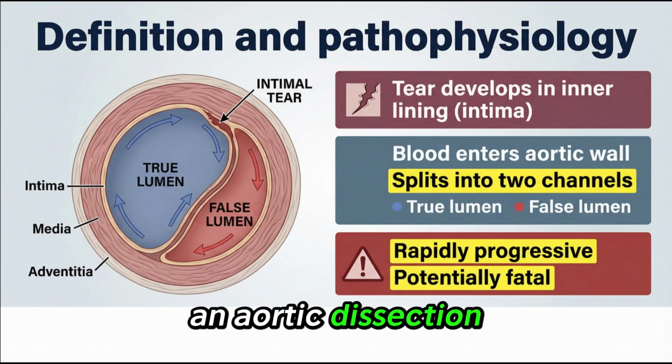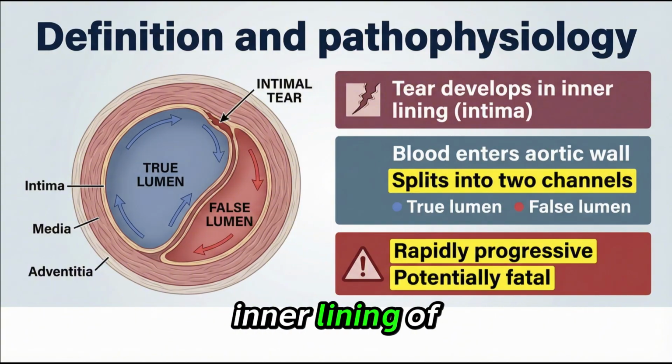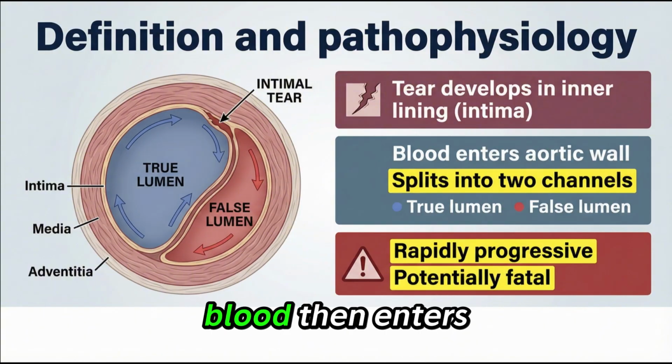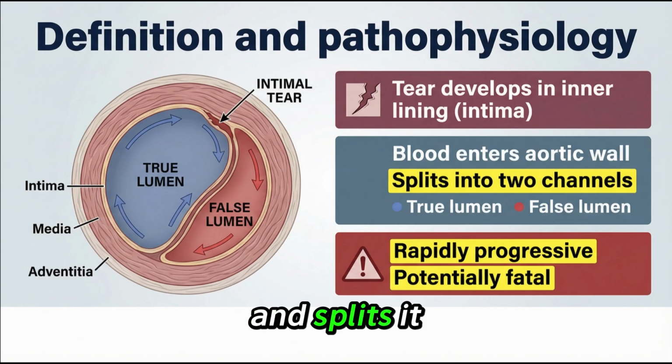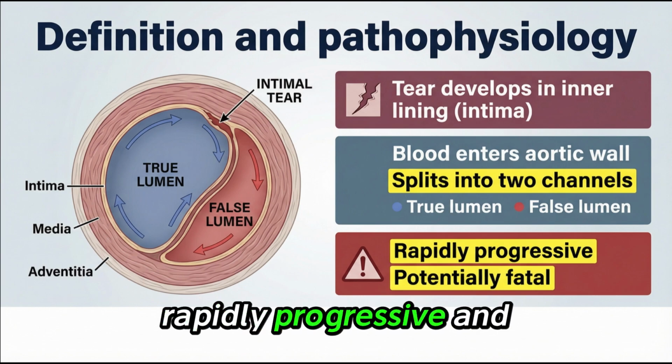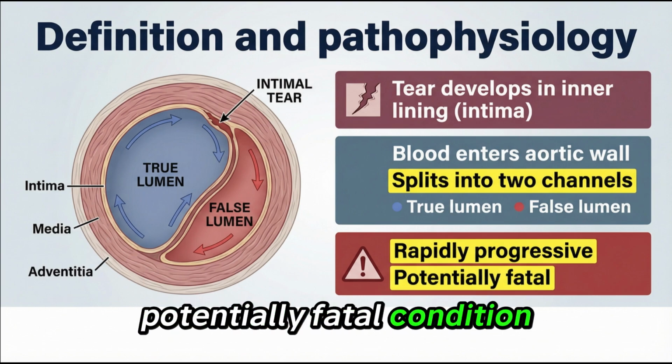An aortic dissection occurs when a tear develops in the inner lining of the aorta. Blood then enters the aortic wall and splits it into two channels, a true lumen and a false lumen. This creates a rapidly progressive and potentially fatal condition.